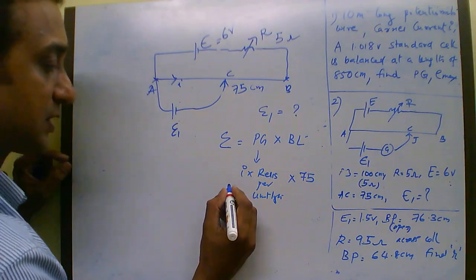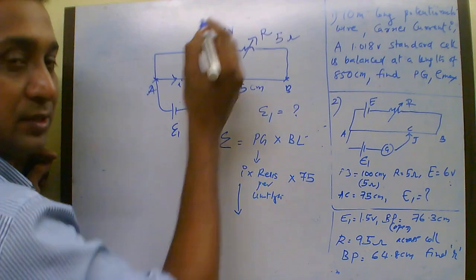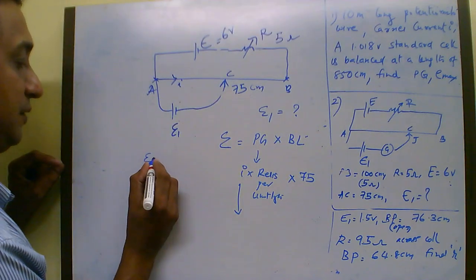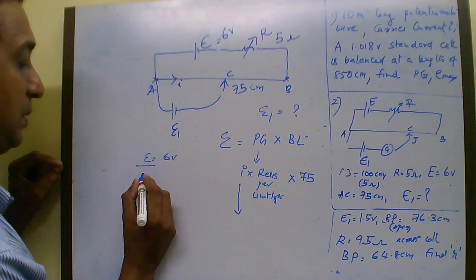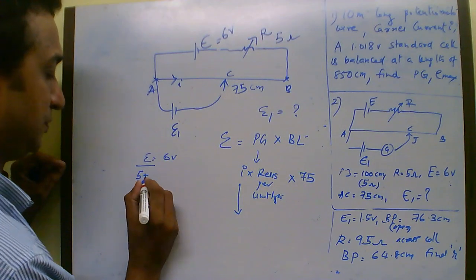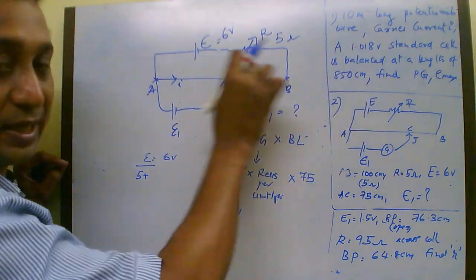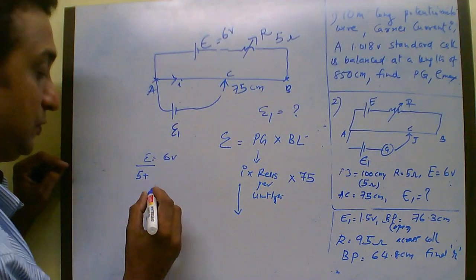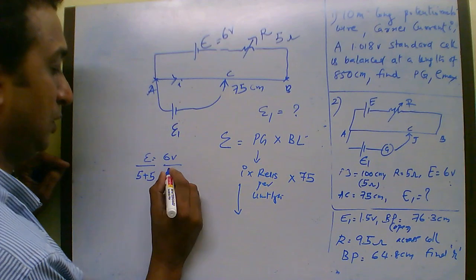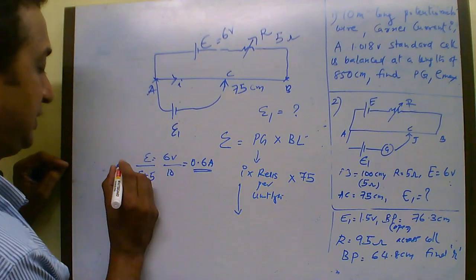Now how much is current? How to find the current through the circuit? You take the primary circuit, EMF is given as 6 volt, EMF by the total resistance you have to take, that is 5 ohms, which is the variable resistance, and 5 ohms, which is the length of the wire is having, so that will be equal to 10. 0.6 amperes is the current which is flowing.